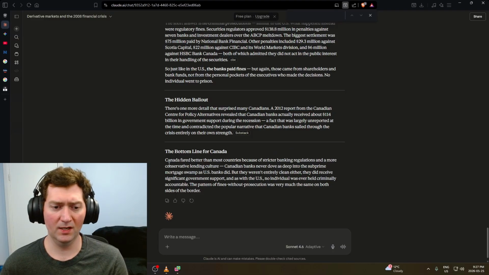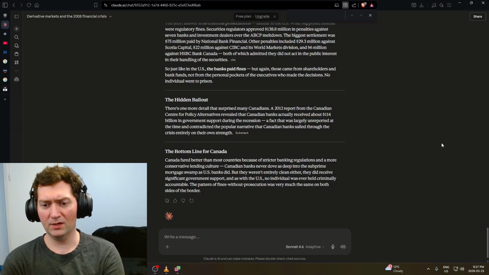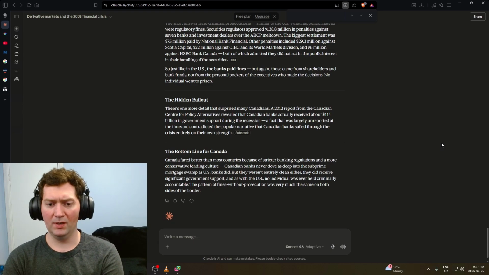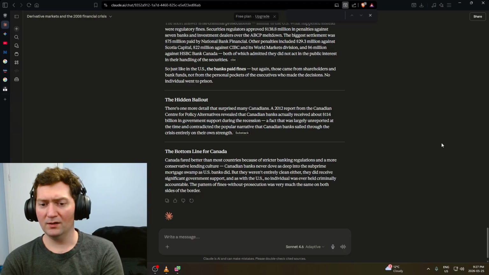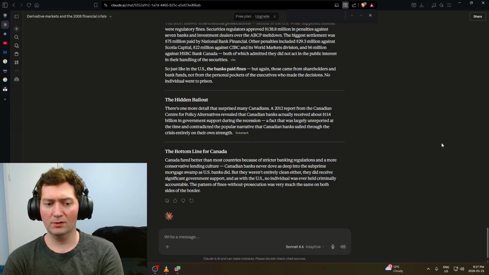The bottom line: Canada fared better than most countries because of stricter banking regulations and a more conservative lending culture. Canadian banks never dove as deep into subprime mortgage swaps as US banks did, but they weren't entirely clean either. They did receive significant government support, and as with the US, no individual was ever held criminally accountable. The pattern of fines without prosecutions was very much the same on both sides.